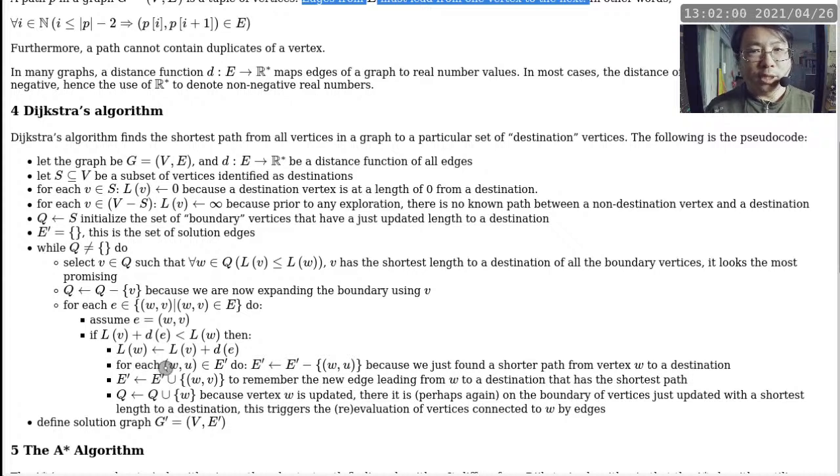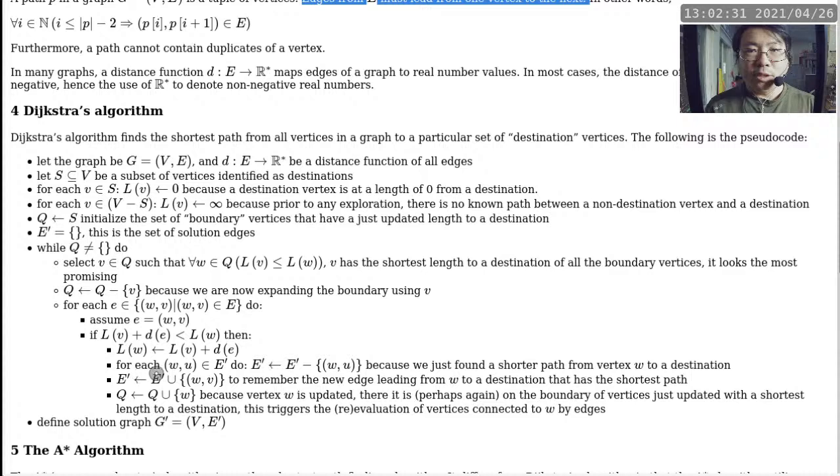So the for each loop here doesn't have to be a for each loop. I think there's only up to one edge in E prime that you can remove up to this point. But I'm using a for each loop just to say, hey, if you find any edge in E prime that starts with this particular vertex W, get rid of it. Okay? In other words, all the outgoing edges from W in E prime should be removed, because they are not going to be on the shortest path, because we just found a shorter path.